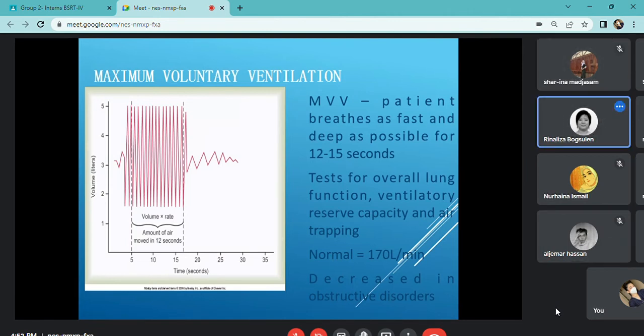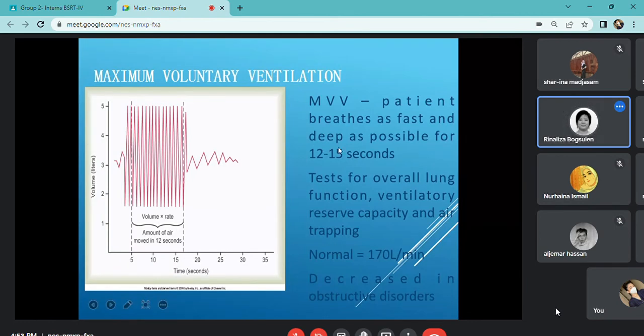Malakas kasi ang ulan. So, another test that you can have for your lung mechanics, pulmonary mechanics is your MVV or your maximum voluntary ventilation. What is your maximum voluntary ventilation? You instruct the patient to breathe as deep and as fast as possible. So, deep and fast breathing. So parang ano din yan ng panting na tinatawag natin.